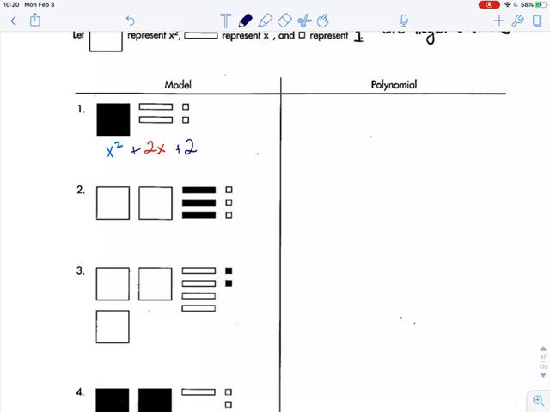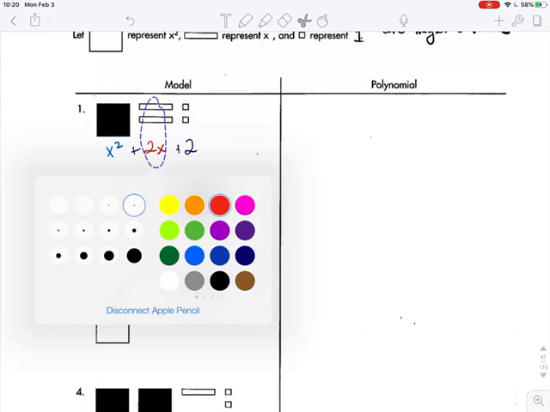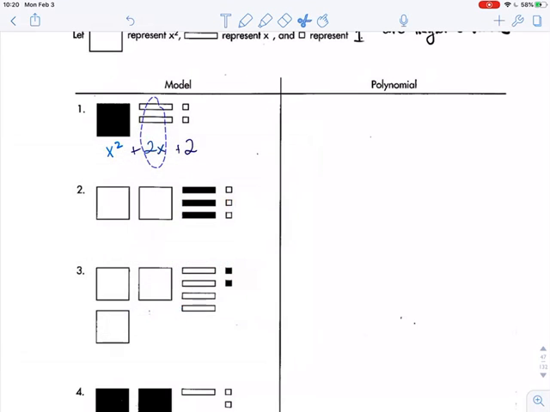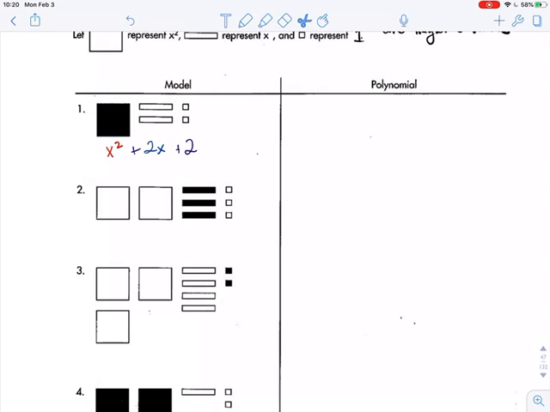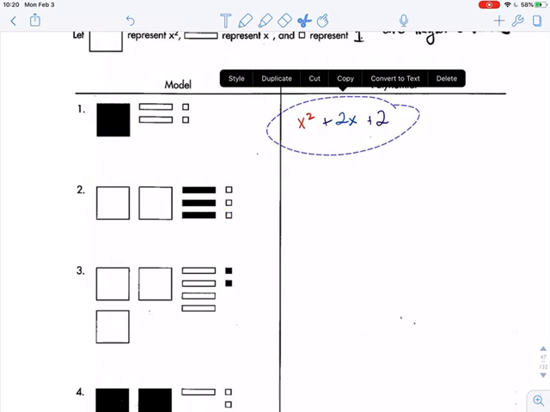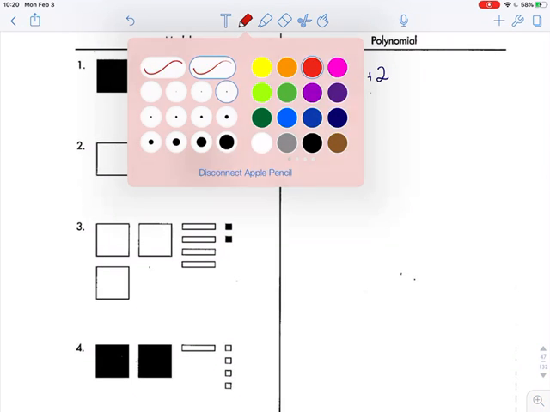Okay, and I'm done. I made a mistake here though. This one right here are not negative because they are not shaded, so that one should be blue, and this one is negative, so that one should be red. Okay, and that's my polynomial. There it is. Okay, again, one more time.